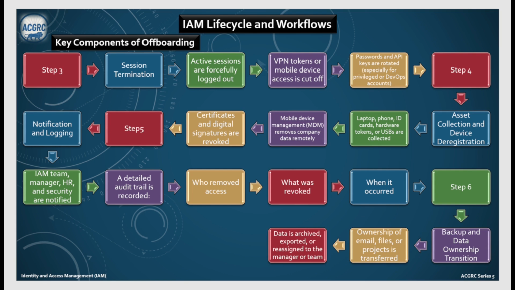Then we hit step 5, notification and logging. IT, team manager, HR, and security are notified. A detailed audit trail is recorded, which includes who removed the access, what was revoked, and when it occurred. Then we hit step 6, which is backup and data ownership transition. Ownership of email, files, or projects is transferred. Data is archived, exported, or reassigned to the manager or the team.